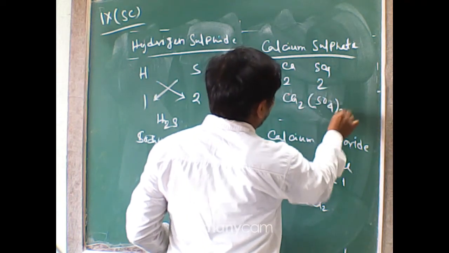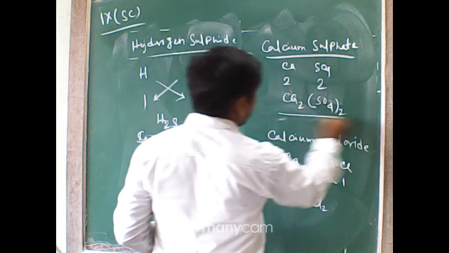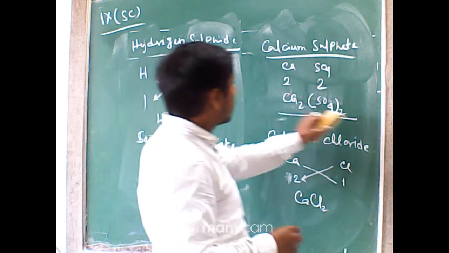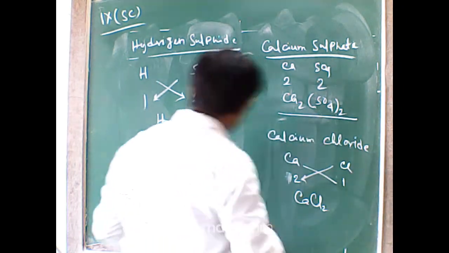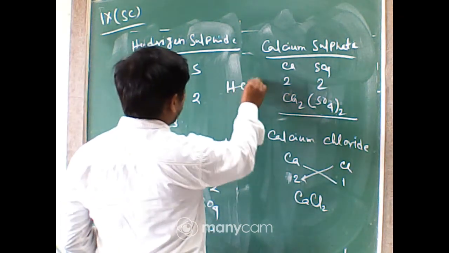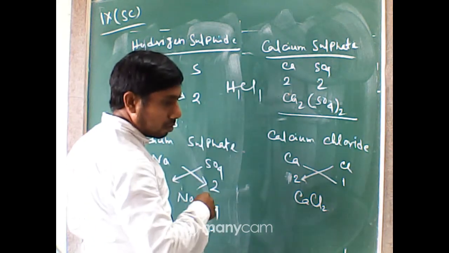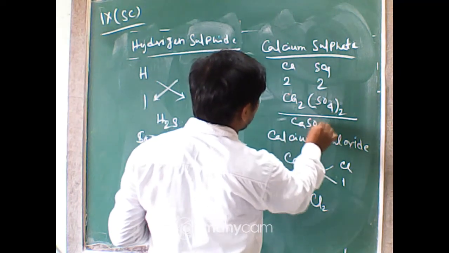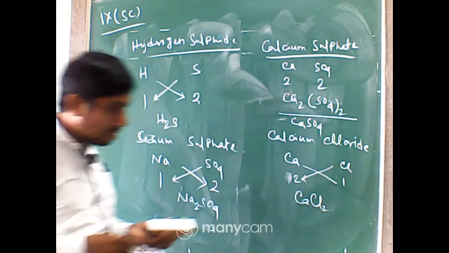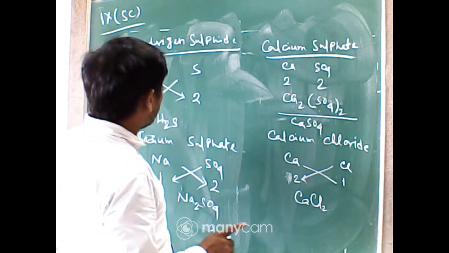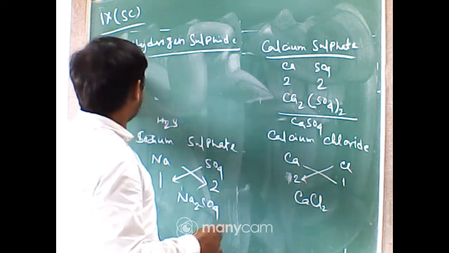Ca2SO4 whole 2, this is correct, but we have to simplify it, because these are the common factors. For example, in the case of HCl, we have not written the 1 and 1. So we have simplified it, so it would be CaSO4. Next answer is correct.